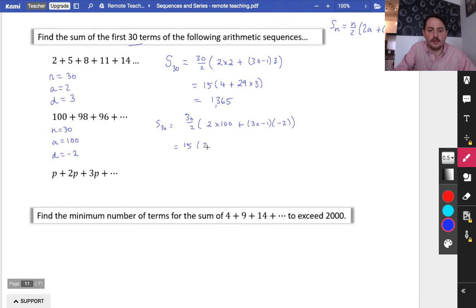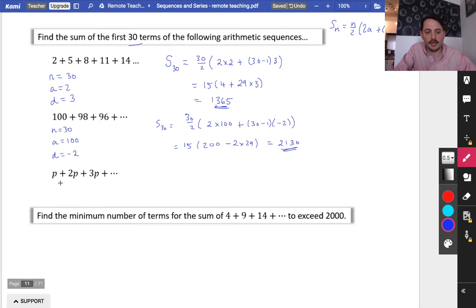So that's 15 multiplied by 200, and this is 29 multiplied by minus 2. So that's minus 2 times 29. And then putting that into our calculator, that's 200 minus 2 times 29 multiplied by 15. And so you get 2,130. You could check this if you really wanted to. You could add up all of these numbers, the first 30 numbers in this sequence.